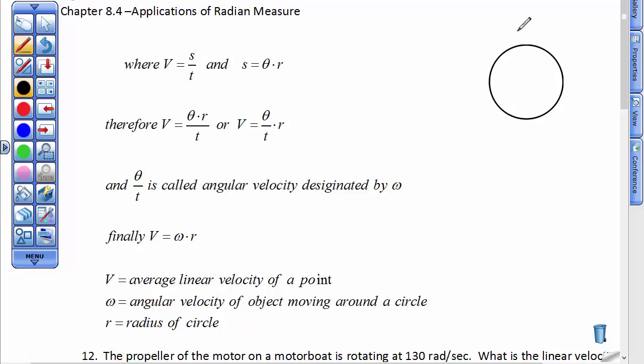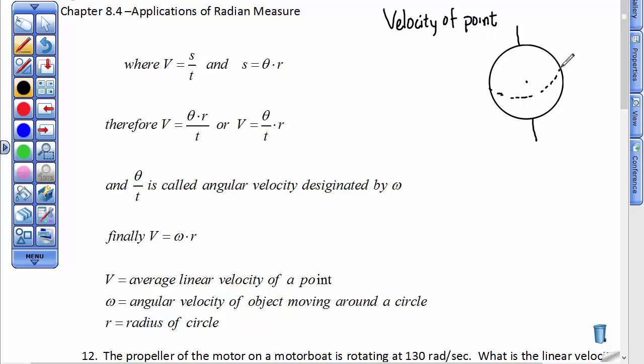So I've drawn a circle over here, and this is supposed to be a picture of the Earth with the north and the south poles. And here is the equator around its circumference. Here's the center of the Earth. And what we're getting ready to study is the velocity of a point that is rotating around a circular object.